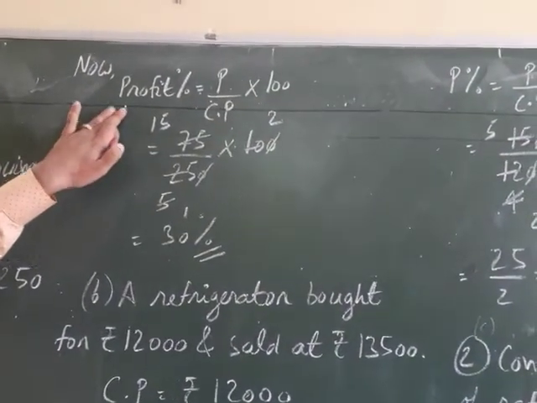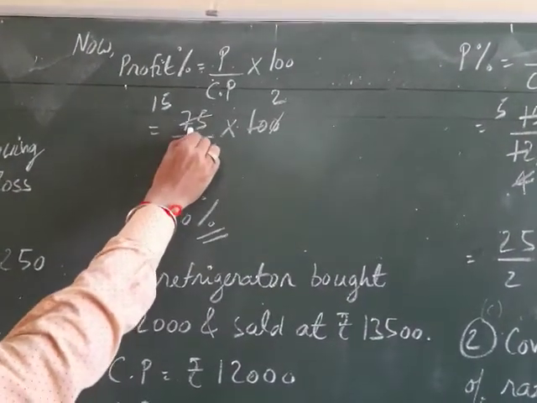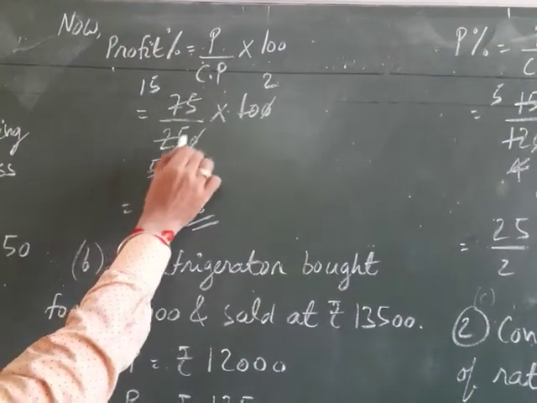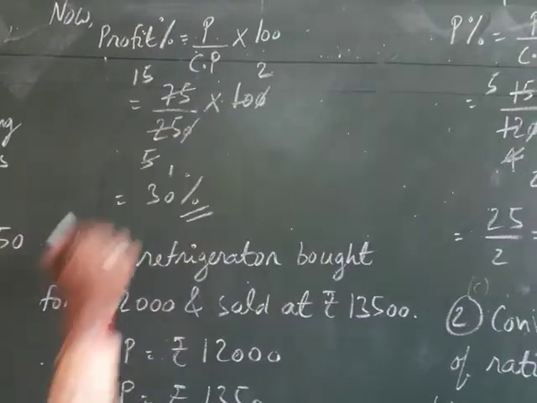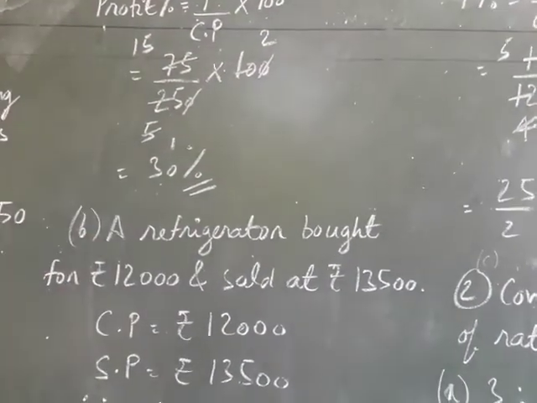Profit percent formula is profit upon CP into 100. You know that profit is 75, cost price is 250 and multiply by 100. You will simplify it and you will get 30%. So profit percent is 30%.